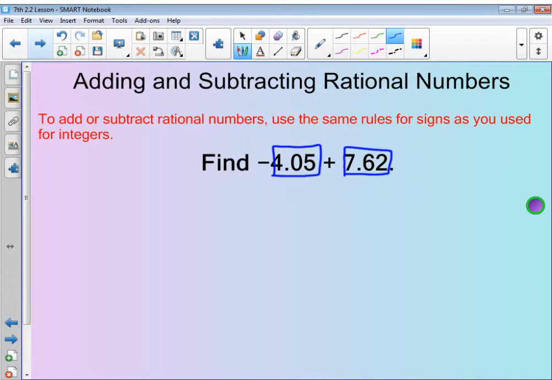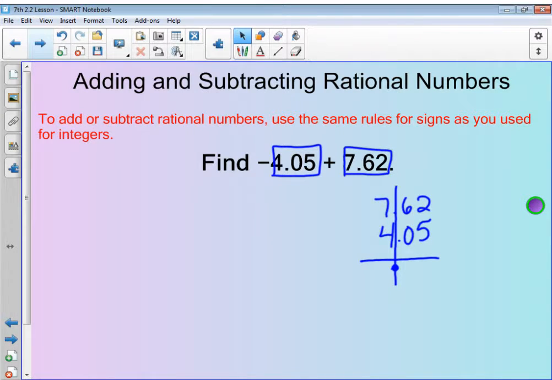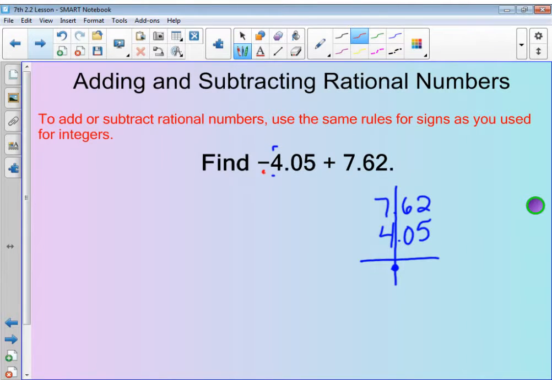So when I look at them, I would say 7.62 is the bigger number. So I'm going to write that as my top number. And then I've got 4.05. Notice how I am lining up at the decimal place. Okay, so this is where my decimal is going to be. Okay, so now I need to decide, am I going to add or subtract? So that's where we go ahead and we look at our symbols that are in the front. Are they the same or different? Those are different. So we're going to find the difference, which means we're going to subtract.